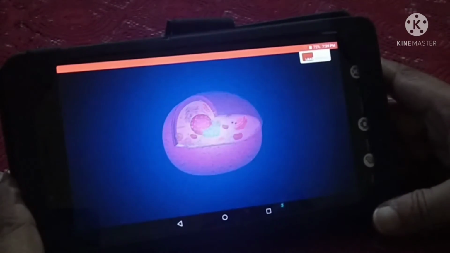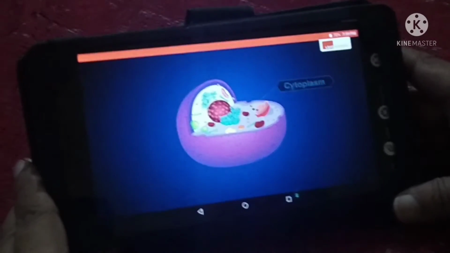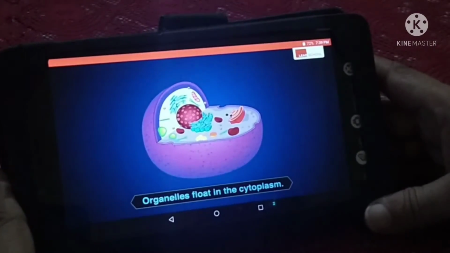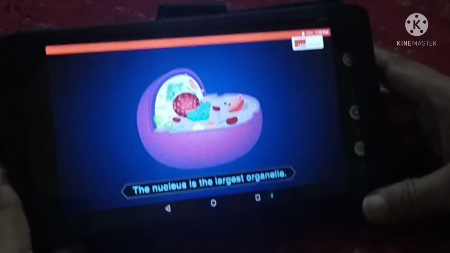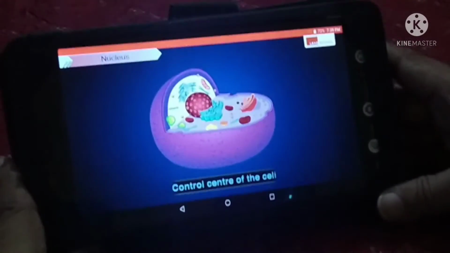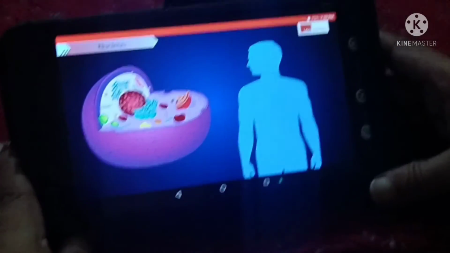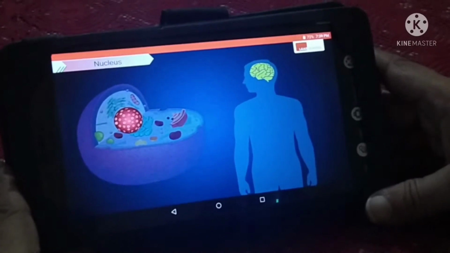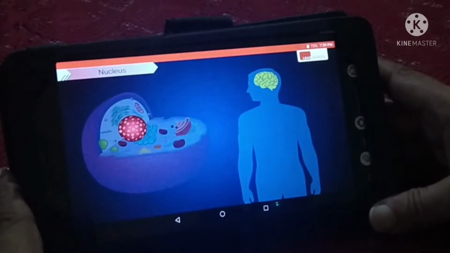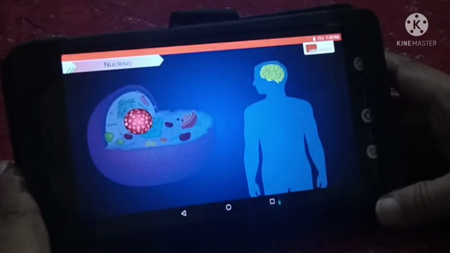The cell is filled with a jelly-like substance called the cytoplasm. Different parts of the cell, called organelles, float in the cytoplasm. The largest organelle is the nucleus. It is the control center of the cell. If we compare the human body to a cell, the nucleus will be the brain. Just like the brain tells different body parts what to do, the nucleus tells the different organelles of the cell what to do and how to do it.